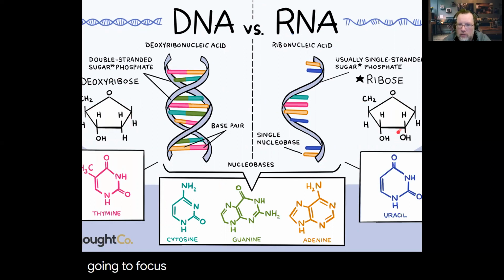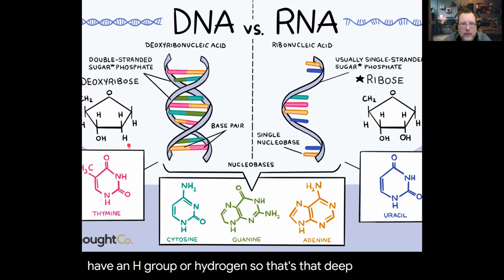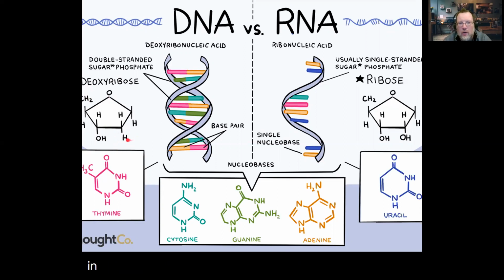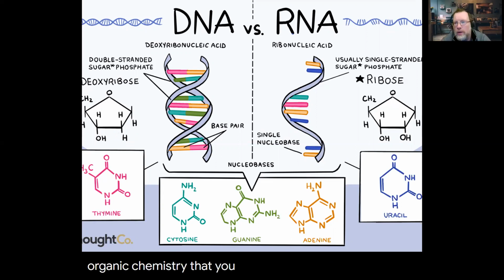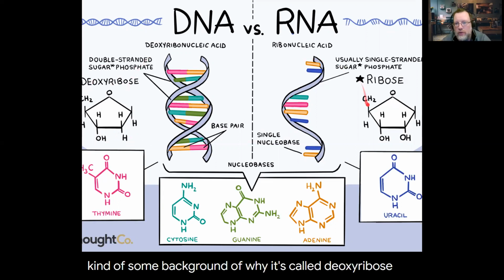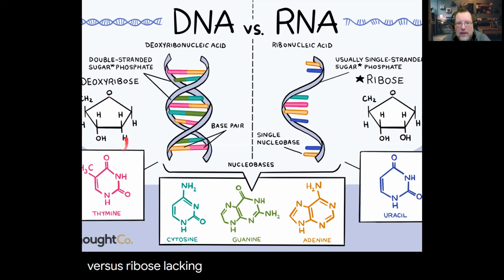We're going to focus right here. We have an OH group. Over here, we only have an H group, or a hydrogen. So that's the deoxy; we've lost an oxygen on this side. Really, that gets into some organic chemistry that you don't need to worry about, just some background on why it's called deoxyribose versus ribose, lacking an oxygen.